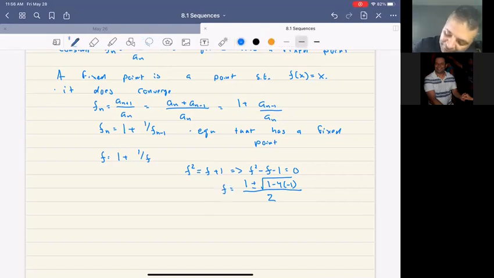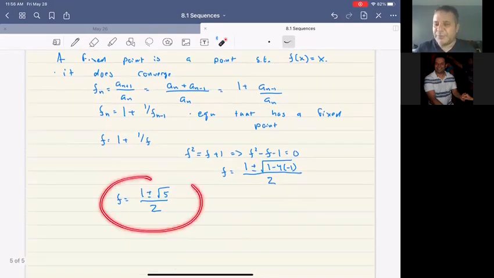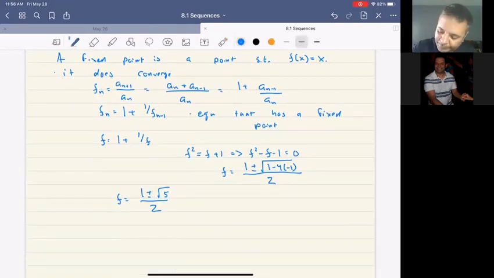So f equals 1 plus or minus the square root of 5, over 2. Now, we don't take the negative one. The reason we don't take the negative one is because a sub n plus 1 is always bigger than a sub n, and these are all positive numbers. So our fixed point should be positive. And this is what is known as the golden ratio.